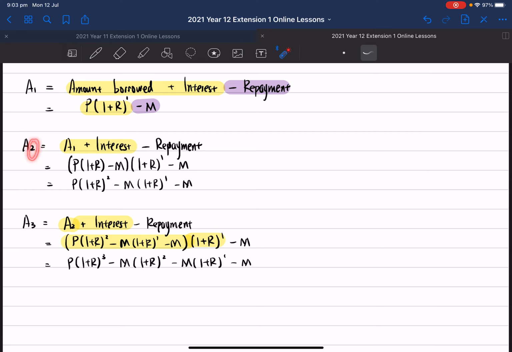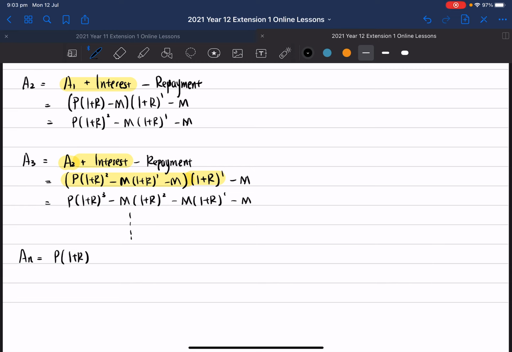So if that's a 2 here, that's a 2, that's a 1, and then imagine this is (1 + r) to the power of 0. So if that's a 3, that's a 3, 2, 1 in descending order, and that's power of 0 here. Okay, so in that case, we can derive a formula for A_n. A_n becomes P(1 + r)^n − m(1 + r)^(n−1) − m(1 + r)^(n−2), and then keeps going until the last term, minus m, and that's it.